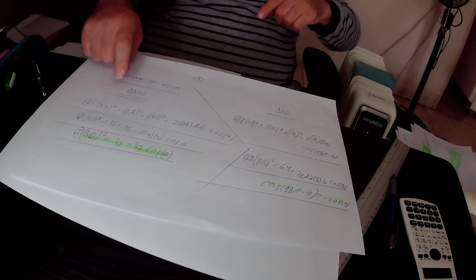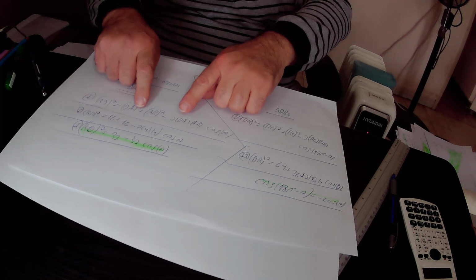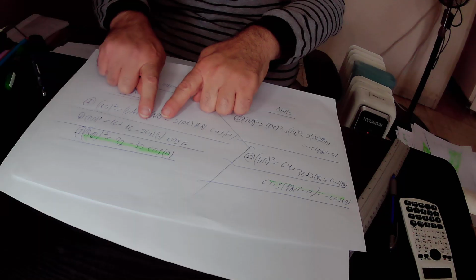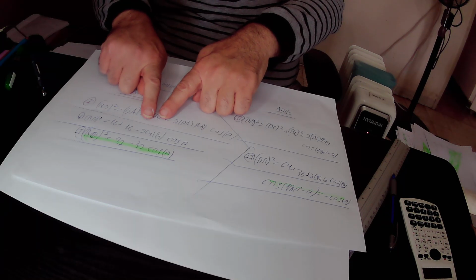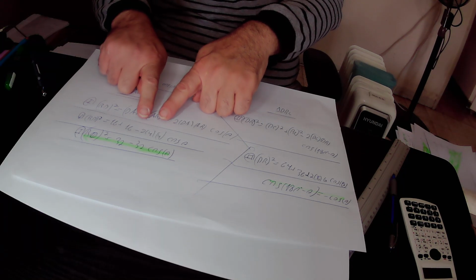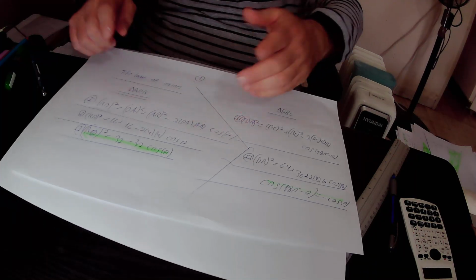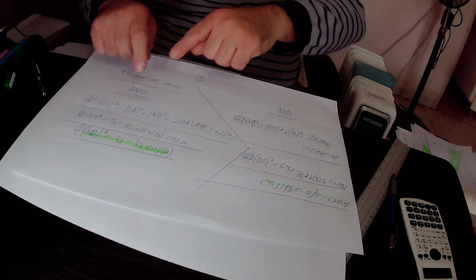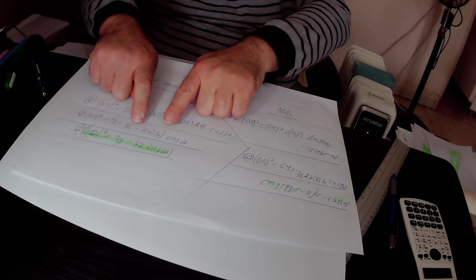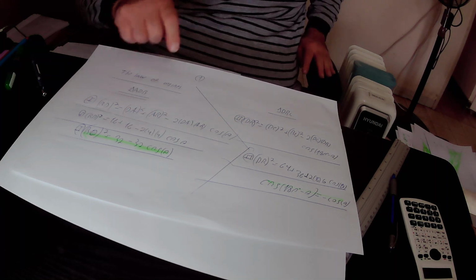So BD squared equals 16 plus 16 is 32, and 4 times 4 is 16, and 16 times 2 is 32, minus 32 times cosine theta. So in total, according to equation 1, we found out that BD squared equals 32 minus 32 times cosine theta.